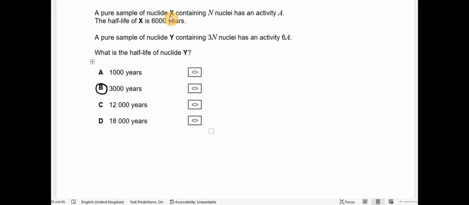So a pure sample of nuclide X containing N nuclei has an activity A and a half-life of 6,000 years. A pure sample of nuclide Y containing 3N nuclei, 3 times the number of nuclei, has an activity of 6A, so it's 6 times the activity of nuclide X, and we want to try and find the half-life of nuclide Y. So let's just remind ourselves what activity means. Activity means the amount of radiation that is emitted from a sample each second.